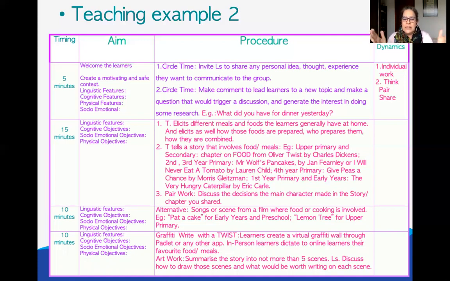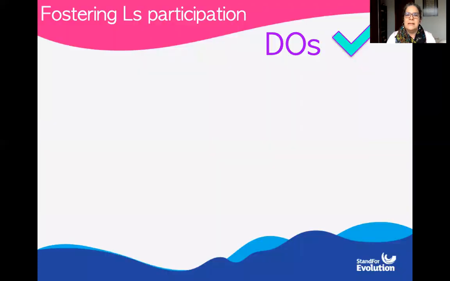And then again, this graffiti riot with a twist, where the learners create a virtual graffiti wall through Padlet or any app, as in the previous example. But in this case, the learners are going to be dictating their favorite food. They're going to be mentioning scenes from films and whatever you want them to write there. Again, the ones who are in person are going to be dictating to the ones who are online. So in these two examples, we have the learners talking for 40 minutes.